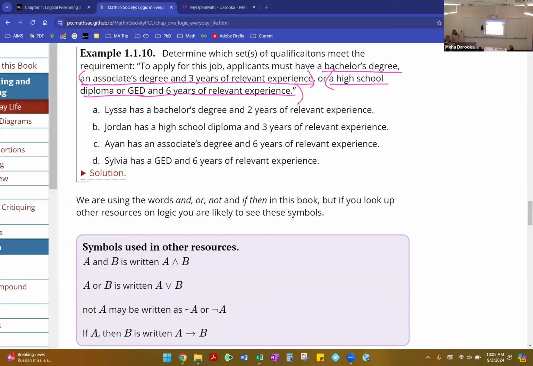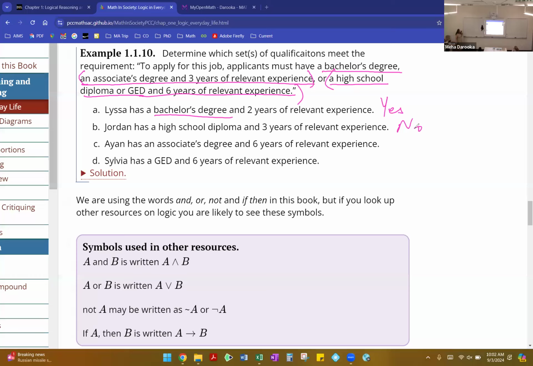So yes, like Raven said, since Lissa has a bachelor's degree, technically they should be able to apply for this job, right? Because they're meeting that first argument. However, with Jordan, they have a high school diploma, but instead of 6 years, they only had 3 years of experience. So that's where they are lacking in those years of experience. So they are a no.